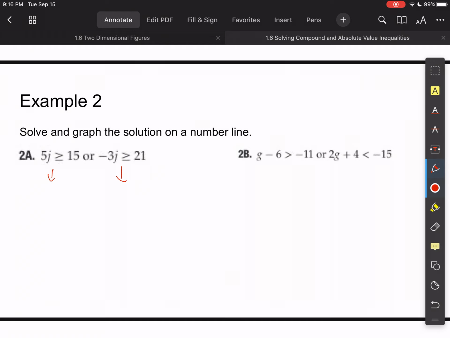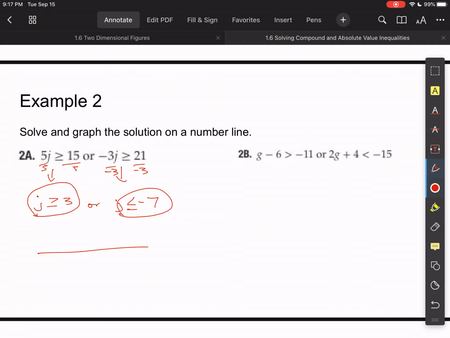So to get j by itself here, I'm going to divide both sides by 5. And when I do that, I get j is greater than or equal to 3. Or I'm going to divide both sides by -3. Remember, when I divide by a negative, I have to flip my inequality. Okay, so j would be less than or equal to -7. So it's saying this could be true or this could be true. So I have to graph both possibilities.